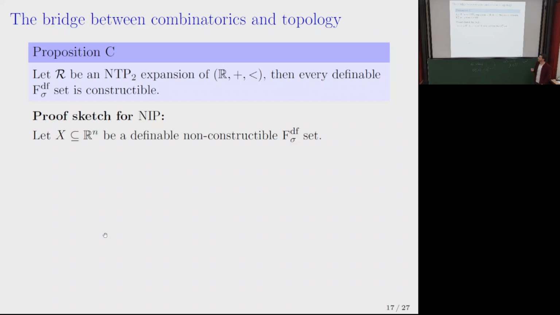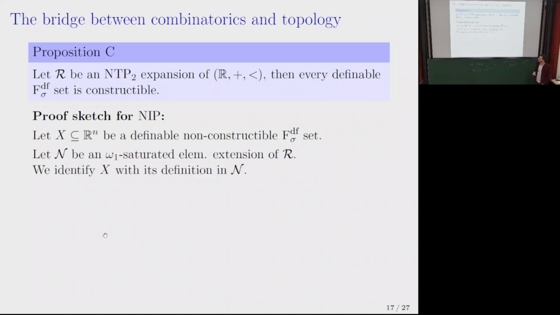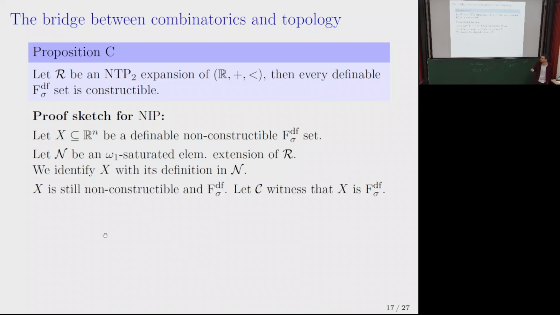So let X be a definable, non-constructible F sigma set, and let N be an omega-1 saturated elementary extension. We identify X with its definition in the extension. X still has the same properties. X is still non-constructible and it's still F sigma, okay? Say that is witnessed by some definable family curly C.